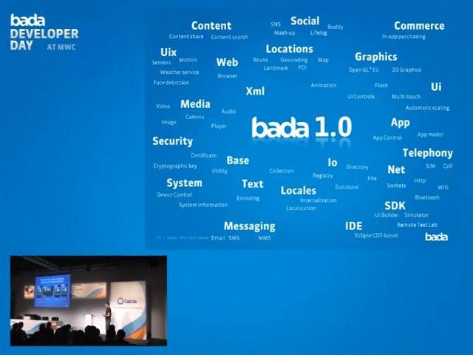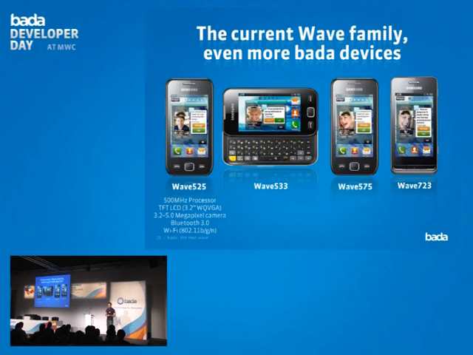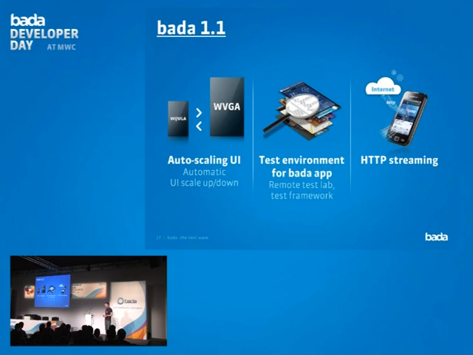Together with that, we also increased our family of Wave phones. So we added 4 more device models. And the core additions in terms of the SDK, the core functionalities which we added, are that with 1.1 we supported various resolutions, and we provide a mechanism to allow auto-scaling between those resolutions. The second addition that is again very, very convenient is a remote testing lab.